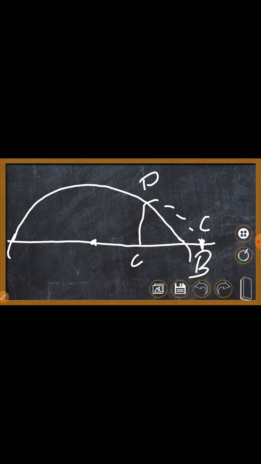This is your root over of 9.5, but they haven't asked you to represent root over of 9.5. They have asked you to represent 1 plus root over of 9.5. So what will you do? C is your root over of 9.5. You will go 1 centimeter ahead. You will take a measurement of 1 centimeter and mark point D over there. That is your 1 plus root over of 9.5. Understood?